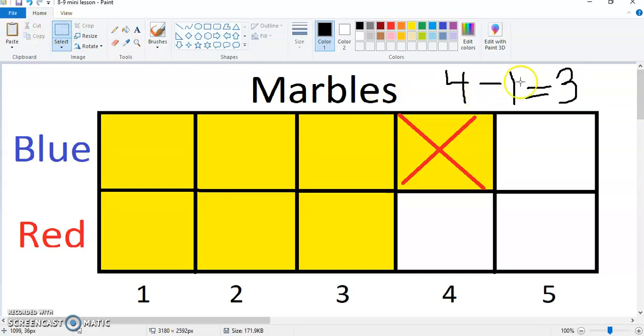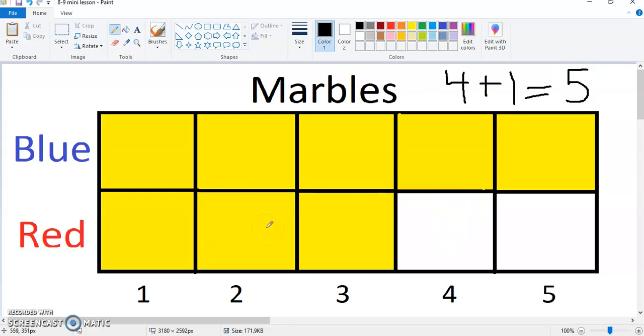All right, friends, but what if instead of taking away blue marbles, I add a blue marble. So now I'm not saying take away, I'm saying get 1 more. That means adding. So now instead of saying 4 take away 1, I'm saying 4 add 1. That equals 5. 4 plus 1 equals 5.